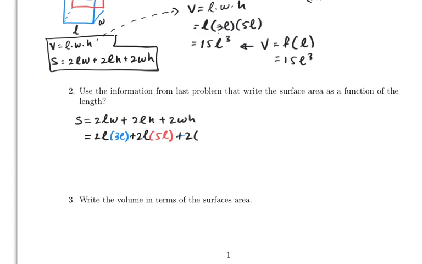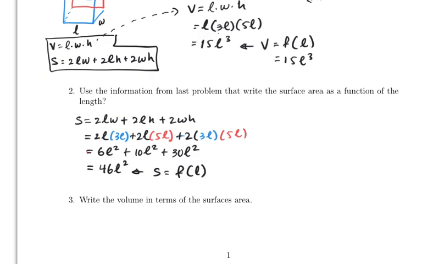And then you just do the same thing. Just replace W with 3L and H with 5L, and then just multiply. Here, the first part is going to be 6L squared plus 10L squared plus 6 times 5 is 30, so it's 30L squared. Therefore, you have 6 plus 10 plus 30, this is 46L squared. That's it. Now again, you have the surface area. It's a function that depends only on the length. That's what they ask you.